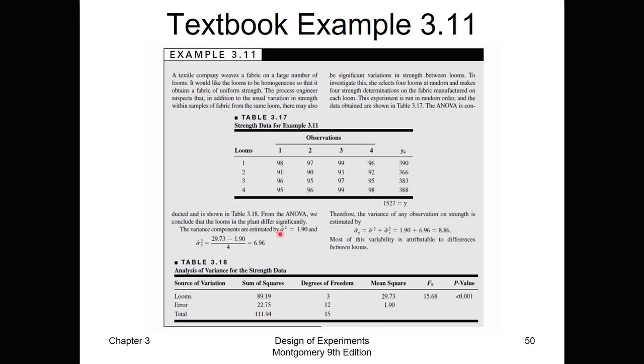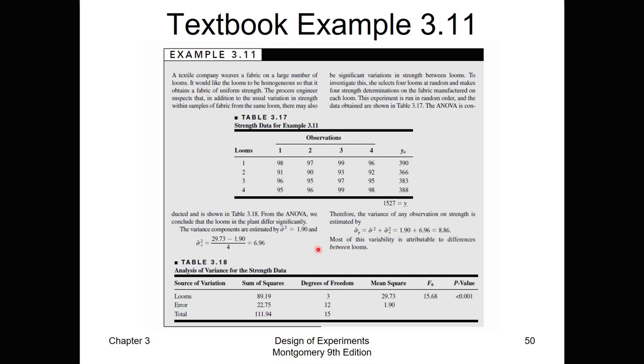So what you see when we get these variance components that is pretty nice is that we can break down the total variation into these different pieces. We say the total variation is 8.86, 6.96 comes from the different looms, and 1.90 comes from the error. Why is this helpful? Well, again, I don't really care about these 4 machines. I just want to know, is loom important? So loom is important for 6.96 out of 8.86 of the total variation.